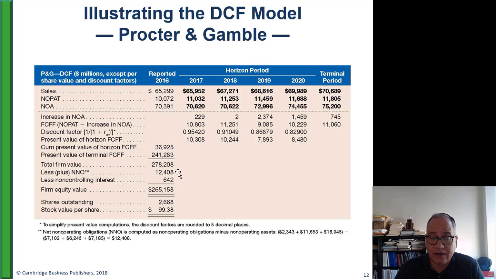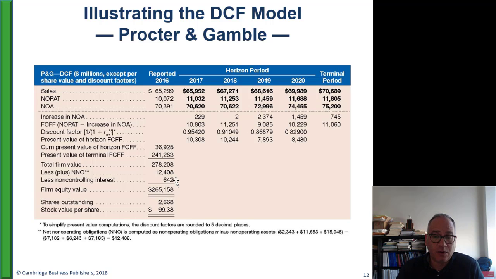Now, we have here a positive net non-operating obligations, NNO. So we're going to subtract that. We also have a non-controlling interest. We're going to subtract that. So firm value is the entire firm, but there are also non-operating obligations, and those don't belong to the equity holders. That's debt, really. So that's why we subtract that. And we get firm equity value of 265,158.